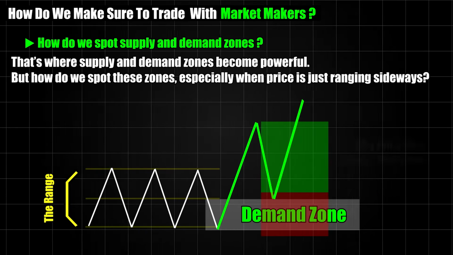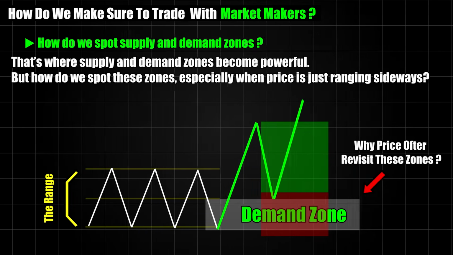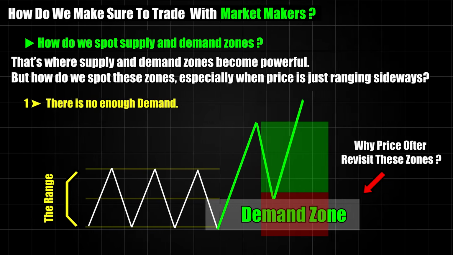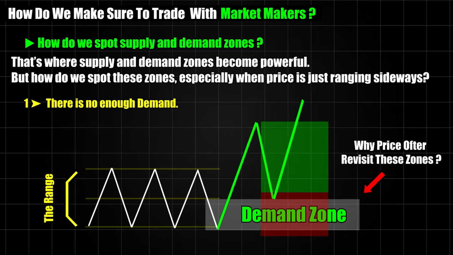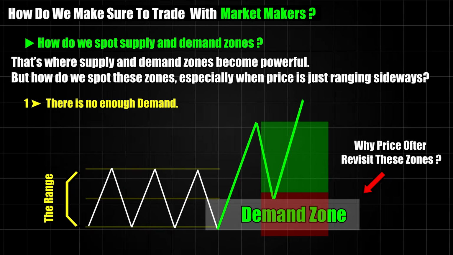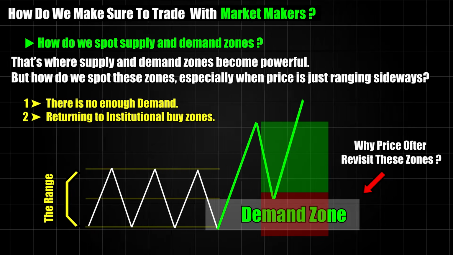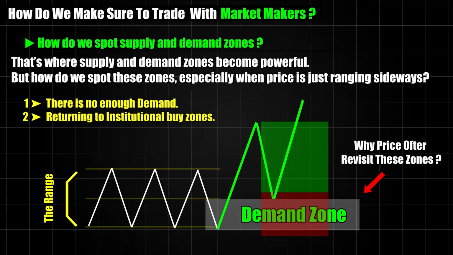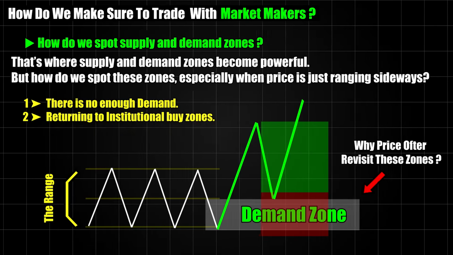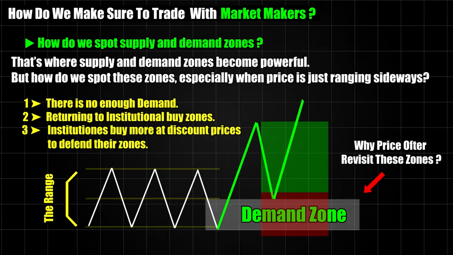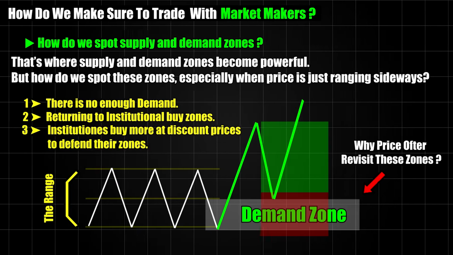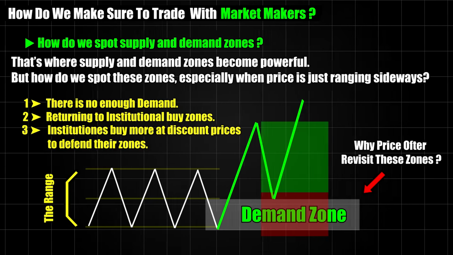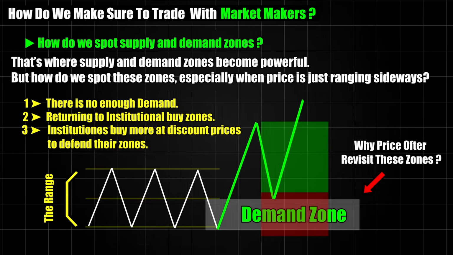But why does price often revisit these zones before continuing? Simple: at the initial breakout, there often isn't enough demand to push price further. When price returns to the demand zone, it's tapping into areas where institutional buy orders were previously placed. Institutions are likely to defend those levels. Plus, it's likely they didn't get all their original orders filled the first time around, so they'll be eager to complete their entries at favorable, discounted prices. There are other explanations as well, but we'll keep things simple in this video.